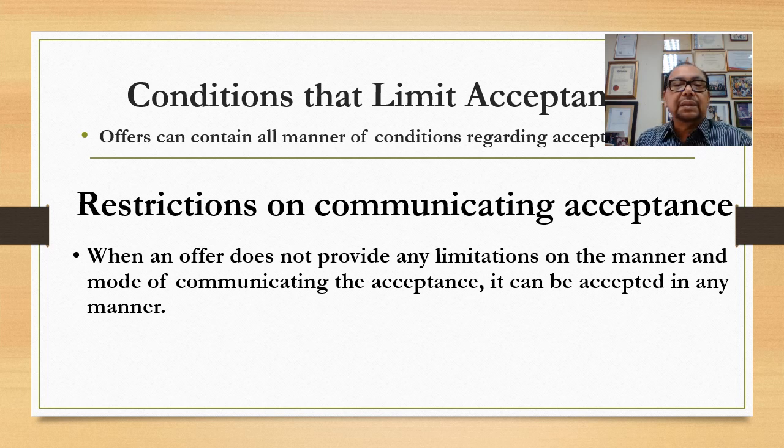Restriction on communication of acceptance. When an offer does not provide any limitation on the manner and mode of communicating acceptance, it can be accepted in any manner. Say you just want to buy a bicycle, so the shop will just sell you a bicycle. The acceptance is there, because you didn't put any condition. You didn't say I want a bicycle with red color, with a lamp, with this gadget, that gadget. If you don't put a condition and just say you want to buy a bicycle, it's understood to be a normal bicycle that you can ride, maybe with a light already, and the contract can be valid.